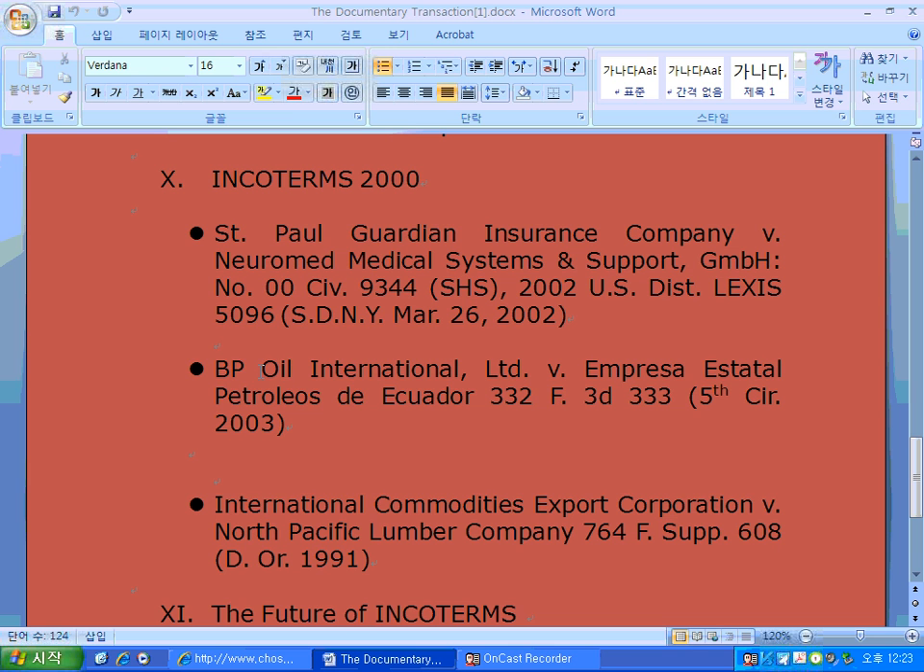And also, you see the basic point across the three cases, that there are potentially contravening clauses against the use of trade terms. So we begin with the first case, as you see, St. Paul Guardian Insurance Company versus Neuromed Medical Systems as a whole. It was decided in the Southern District of New York in 2002.